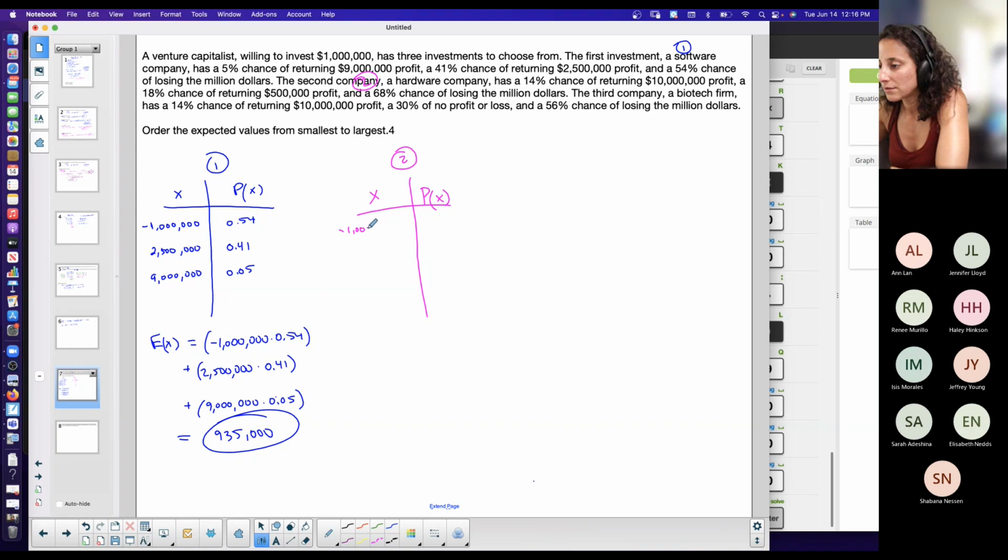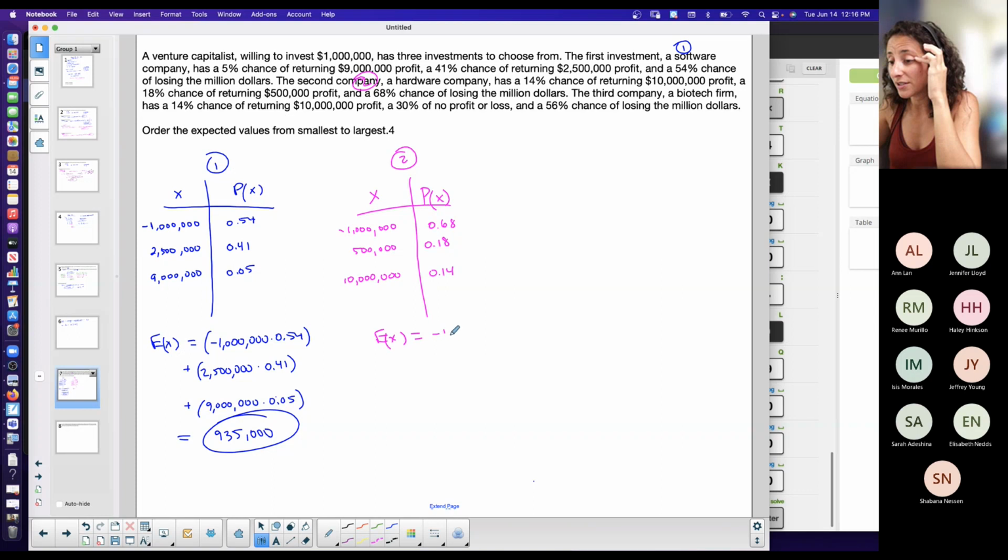So if I'm going from least to greatest for my outcome, 68% chance of a negative $1 million situation. The next outcome is 500,000. And the probability of getting that profit was 18%. And then $10 million, and then 14% chance. So this is a higher probability of that. Let's see the expected outcome here. I might not write it all out, but I'll write out the first little bit. The negative 1 million times the 0.68 plus, and then the last one.